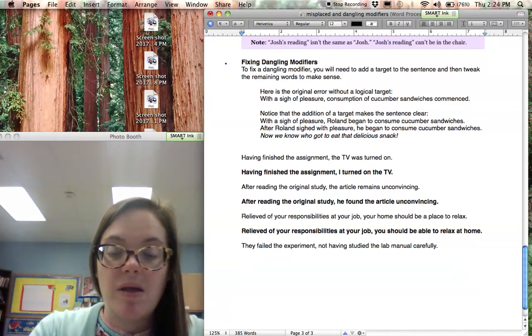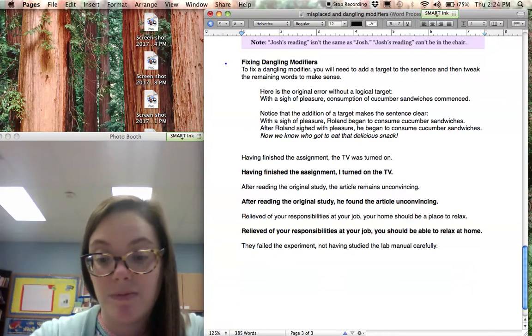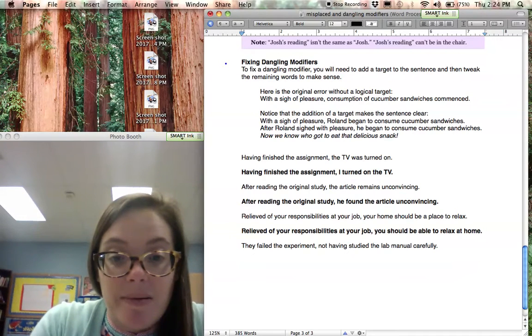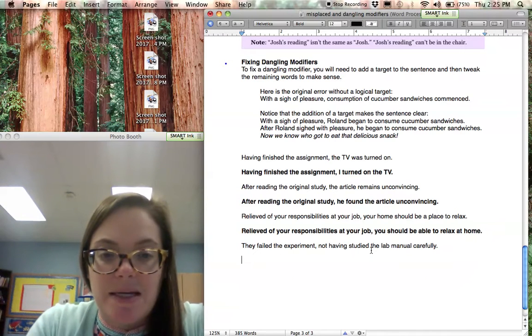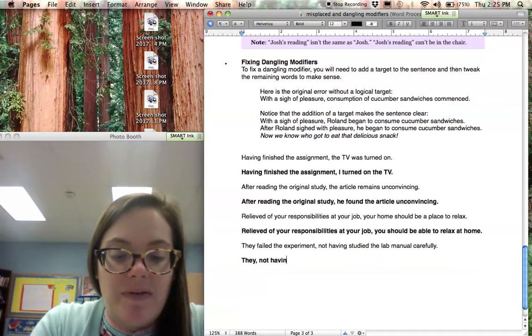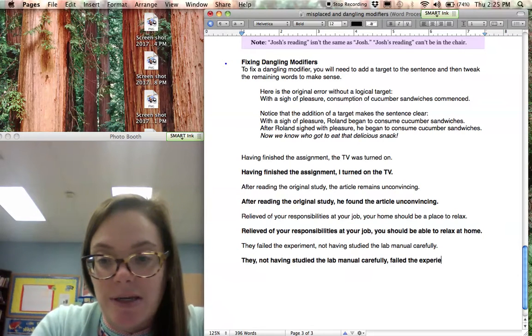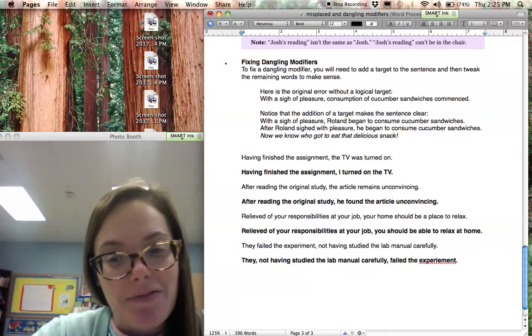All right, they failed the experiment not having studied the lab manual carefully. So this last one, I want you to correct this on your own. Okay, so hopefully you came up with something that added a target. So, let's see. Okay, this one actually kind of had a target. So we more needed to just move it around. So they had not studied the manual carefully. So they, not having studied the lab manual carefully, failed the experiment. This one actually was a misplaced modifier. That was my bad. So this one was a misplaced modifier, but you got to correct it anyways.